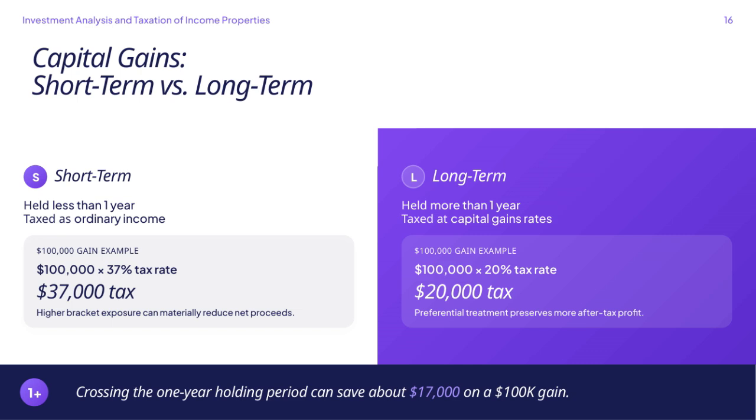These are taxed at the preferential capital gains rates, which are generally much lower. Using the same $100,000 gain example, if you're taxed at 20%, you would owe $20,000 in taxes, preserving more of your after-tax profit. By simply crossing that 1 year holding period, you could save about $17,000 in taxes on a $100,000 gain. This difference is crucial when planning your investments and timing sales to maximize your returns.